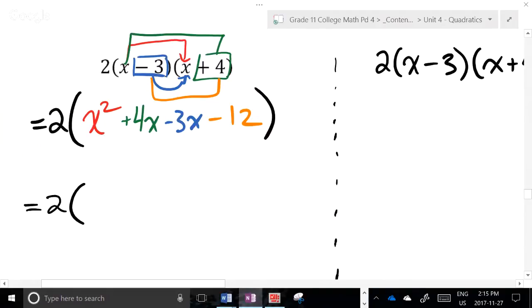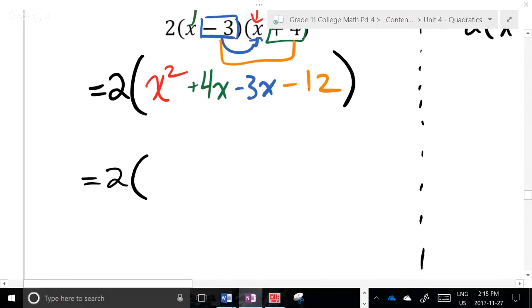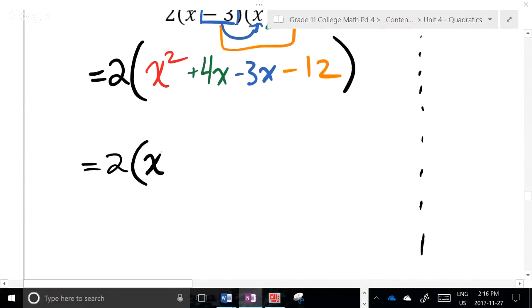Eventually, but first, just like last time, what can I do with this? I have 4 x's and -3 x's. Altogether, what's that? Mom gives me $4. I spend 3 of it. How much money do I have left? $1. So I would have x squared plus x minus 12. Yeah, it's a trick question, right?